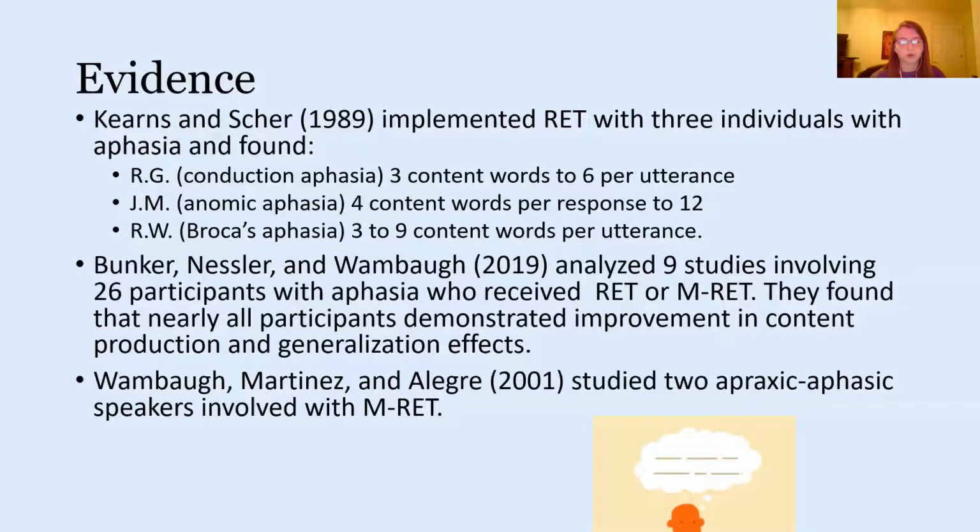In 2001, Wambaugh, Martinez, and Alegre studied 2 apraxic aphasic speakers involved with MRET. The 2 participants made gains primarily through increased production of nouns, which were used more frequently by both patients prior to treatment. However, one of the participants demonstrated improvement in other lexical types, including verbs and articles.